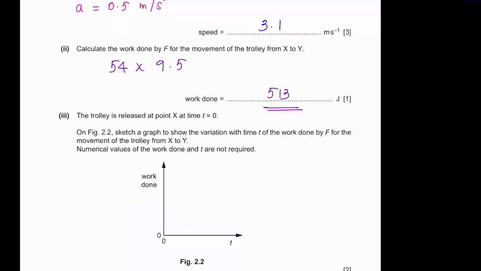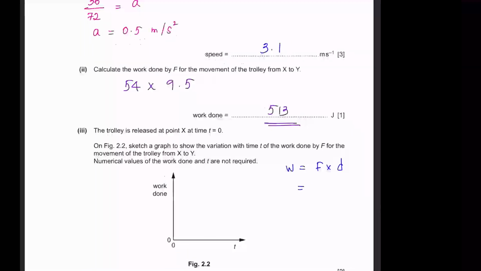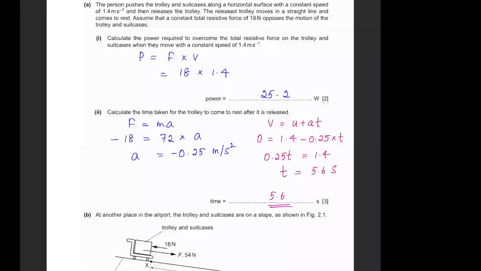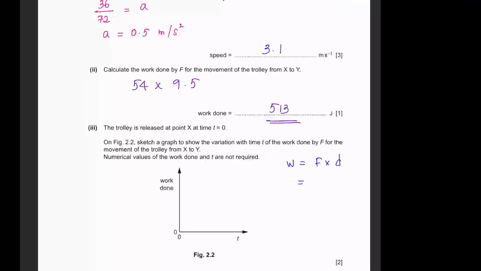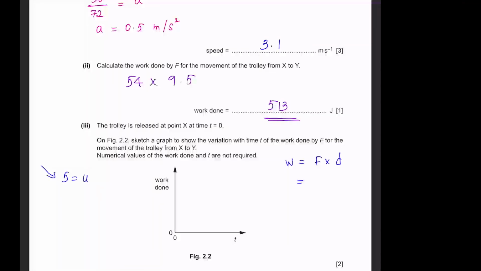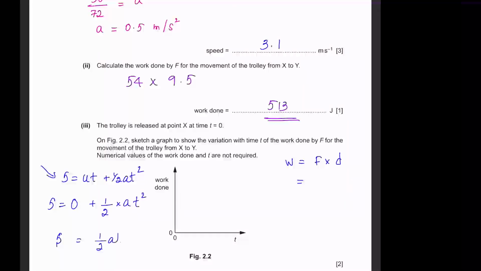Work done versus time. So work done is equal to force into distance, right? Force is constant. The distance down the slope, if I use s equals ut plus half at squared, listen to me. s equals, the ut part is 0, half acceleration into t squared. So s equals half at squared.